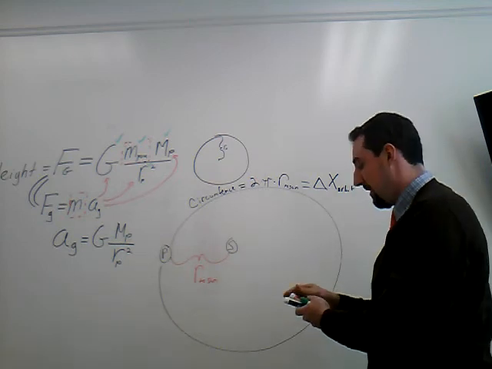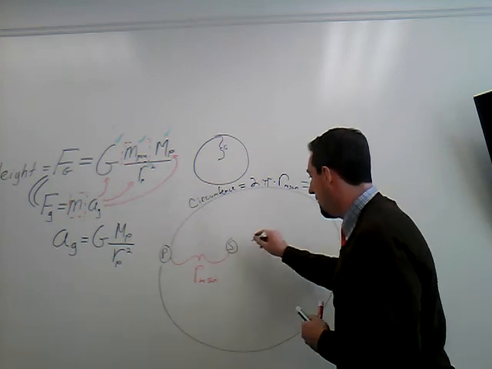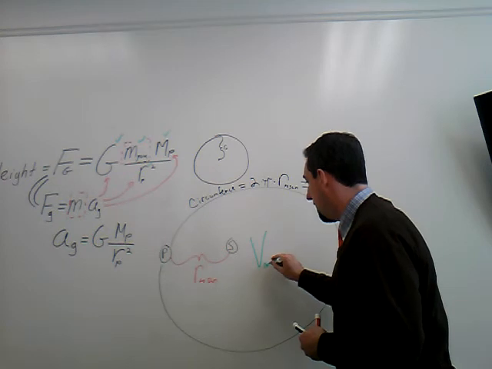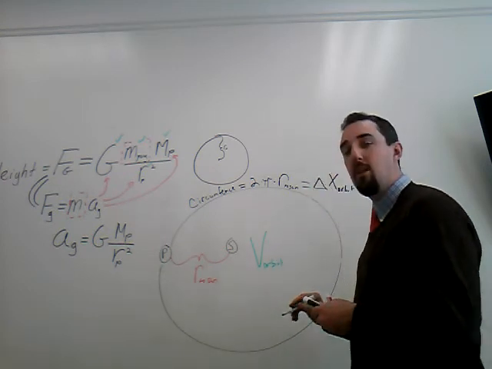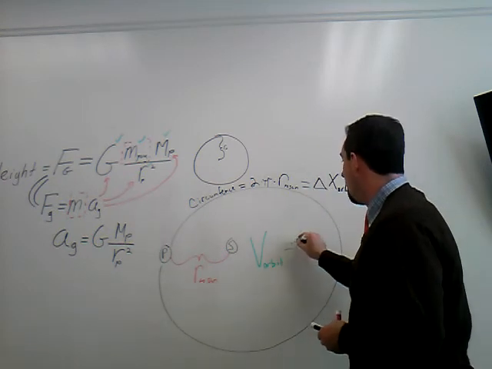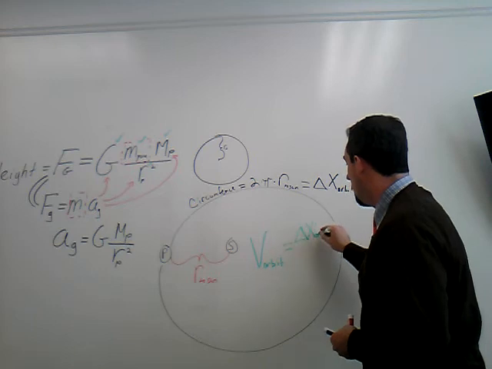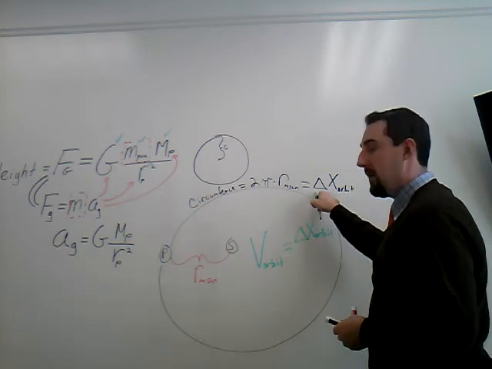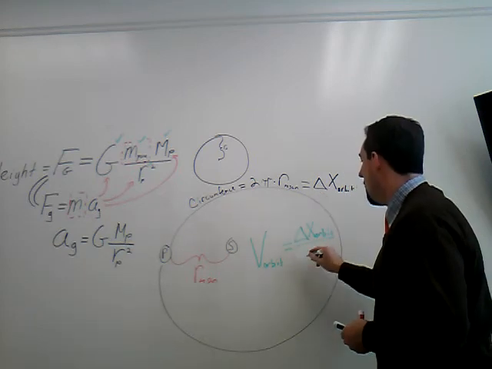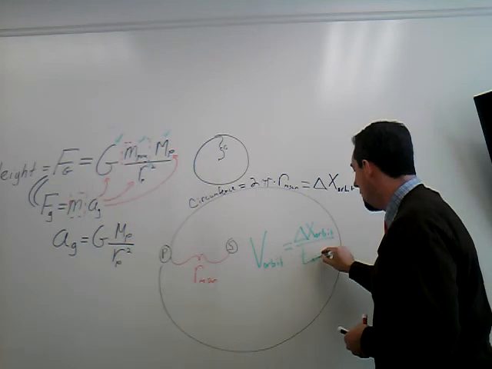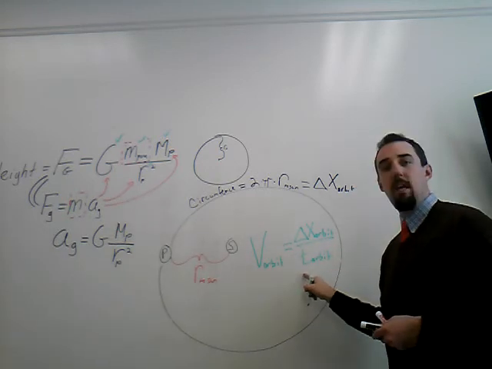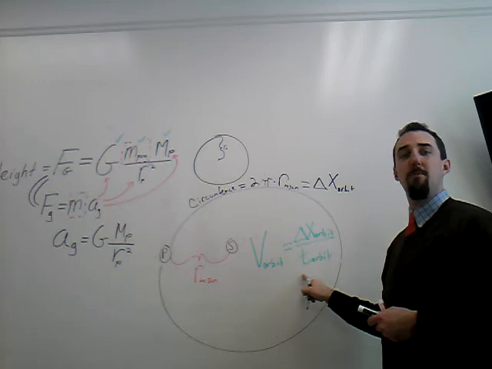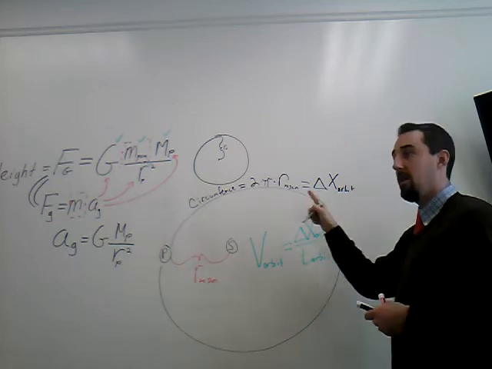So if you want to find the velocity of your orbit, you need to know two things. How far was your orbit, which we just figured out, and how long your orbit takes. It takes the Earth 365.25 days to orbit the Sun.